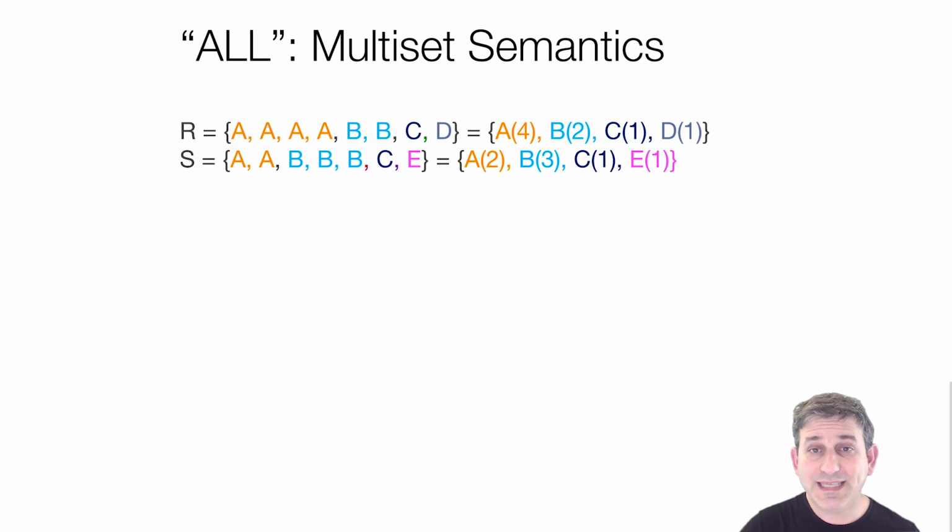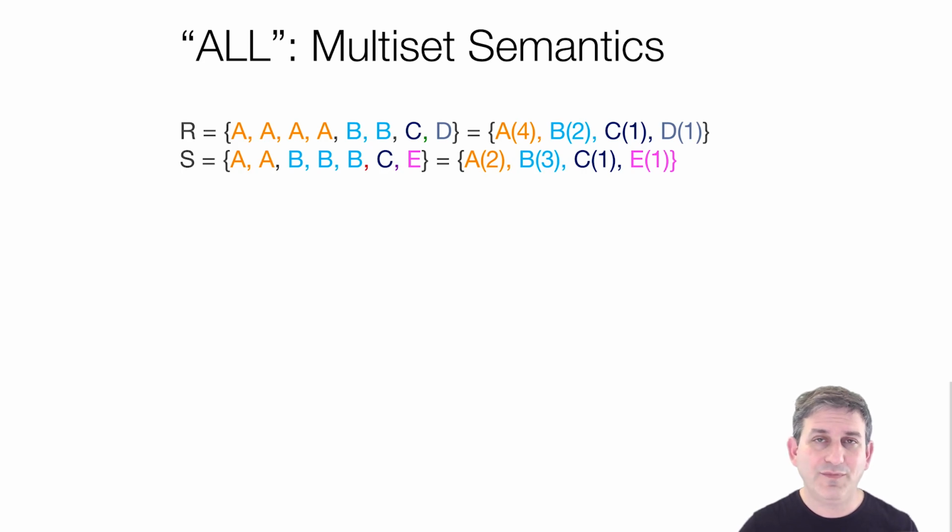Now let's shift from sets to multisets. The keyword ALL in SQL is going to be our cue that we're working with multiset semantics. In multiset semantics, we're going to keep track of the number of copies, or the cardinality, of each tuple. So in the relation R, we have 4 A's, and we might, as a shorthand notation, write it down as A with a 4 after it. We have 2 B's, 1 C, 1 D, and so on.